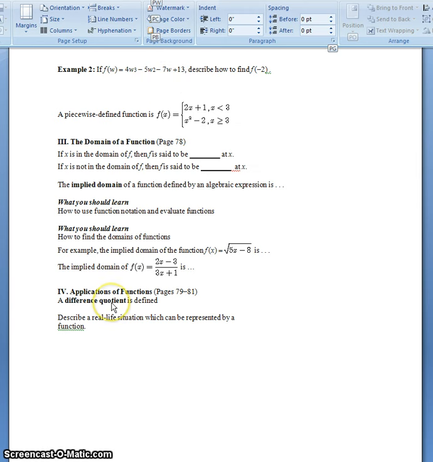Again, this is something that you very likely saw in Algebra 2, but we are going to go over it again. So I hope that's helpful, and we'll talk about this in class and see how things went.